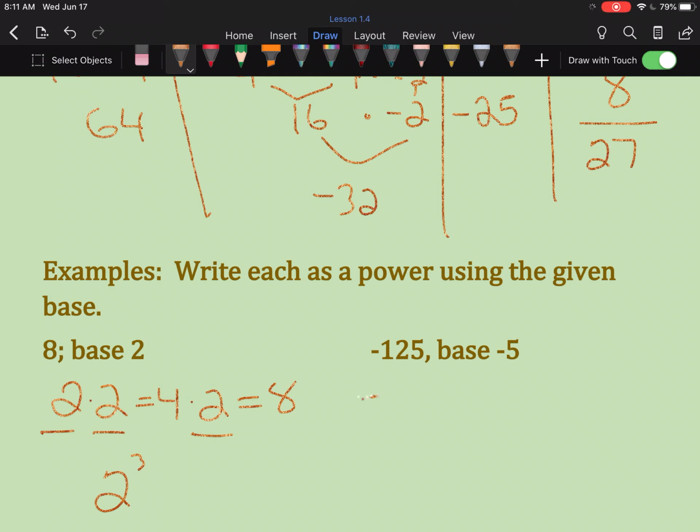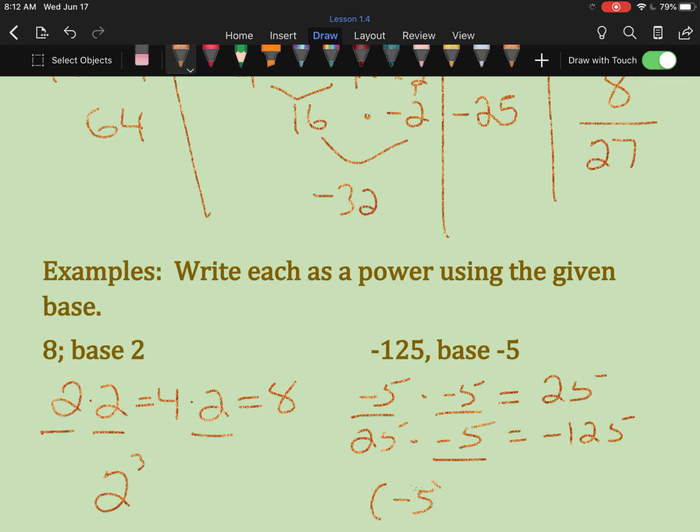Over here, base is negative 5, so I'm just going to multiply together negative 5's until I get negative 125. So negative 5 times negative 5 is positive 25. 25 times negative 5 is negative 125. That's what I'm looking for. I had 1, 2, 3 negative 5's. I have to put the negative 5 in parentheses here because the base itself is negative 5. If the base is a negative number, make sure you write it in the parentheses.